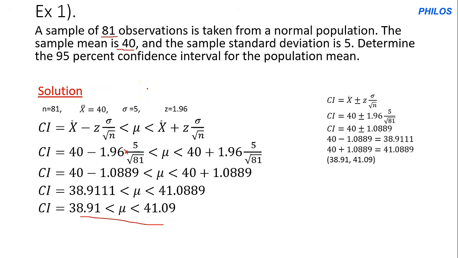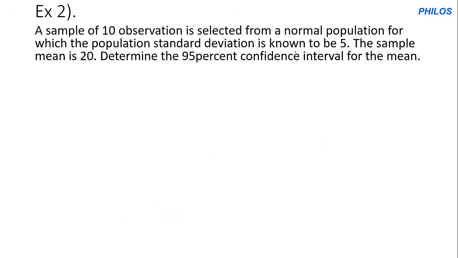Now, before I go to the next example, remember, the reason I use Z for this and not T is that the sample size is greater than or equal to 30, even though the population standard deviation was not known. But still, since the sample size is more than or equal to 30, then you can still use the Z. So let's look at example 2.